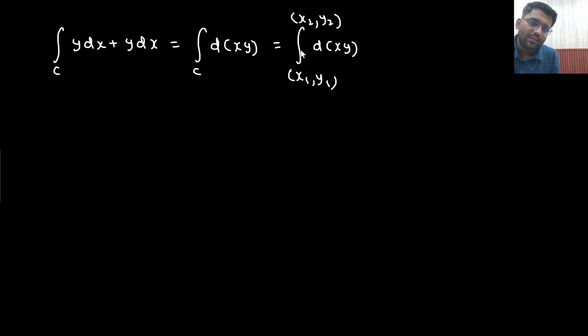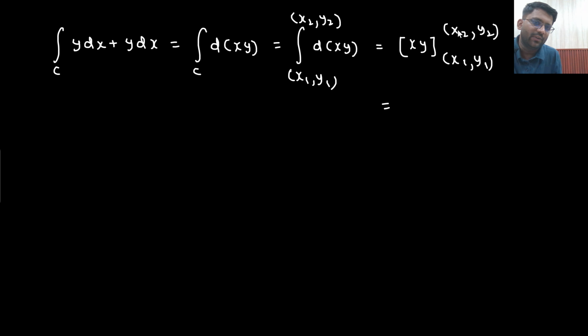What will it give me? Over the curve C, it will give me d of xy. So what is the curve? The curve is saying that you go from (x1, y1) to (x2, y2). This is your curve, d(xy). Now you know that the integral and d will cancel out each other, and then simply you need to put the limit of x and y.